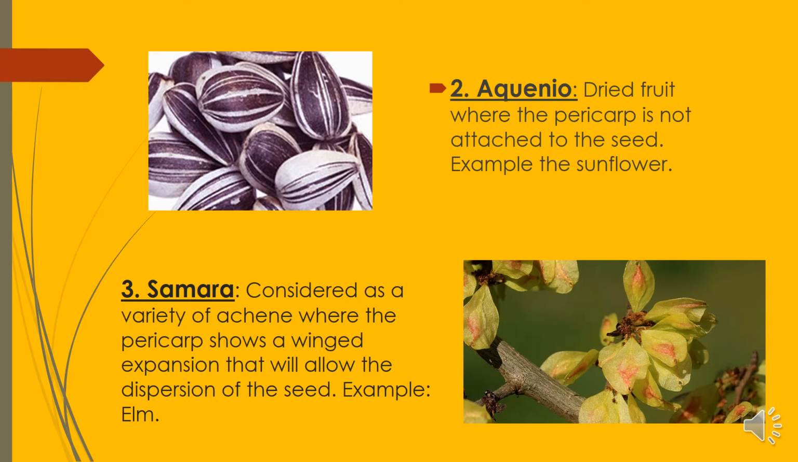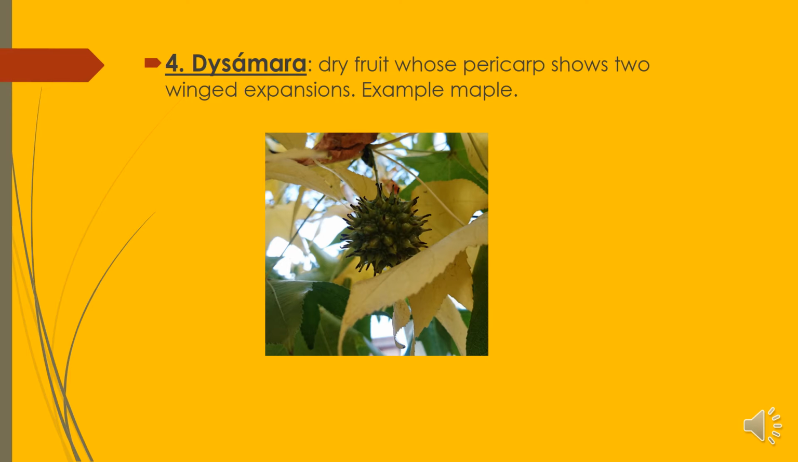Number 3, samara. Considered as a variety of achene, where the pericarp shows a wide expansion that allows the dispersal of the seed. Example: the elm. The maple is one of the trees that give color and beauty in North America. The samara, a dry fruit whose pericarp shows two wing-like expansions. Example: the maple.